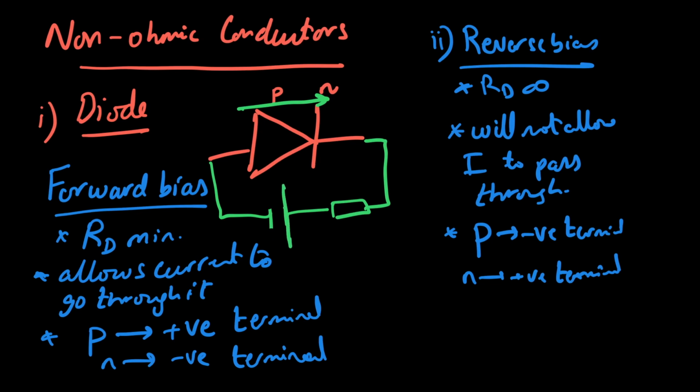and now N is connected to the positive and P is connected to the negative, in such a case, the current will not flow through the diode. Basically, the diode will act like an open circuit. So there is no current in your circuit.